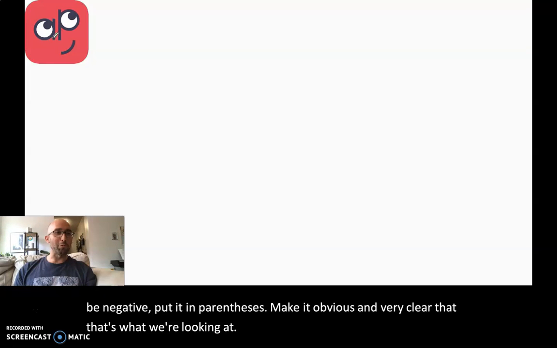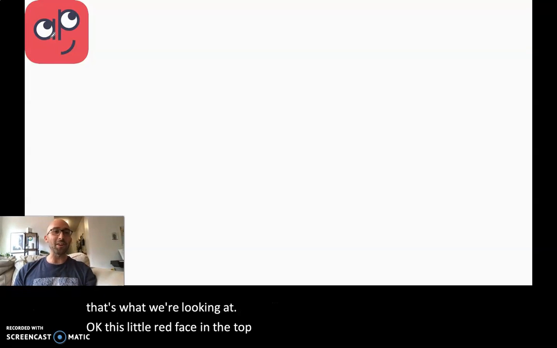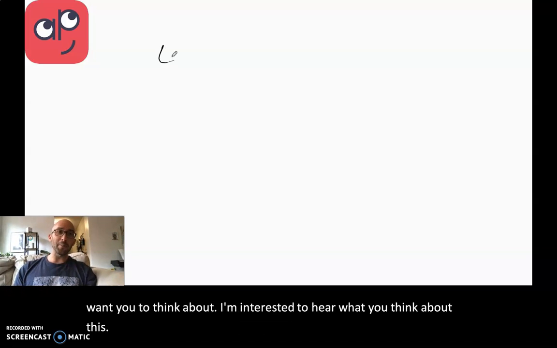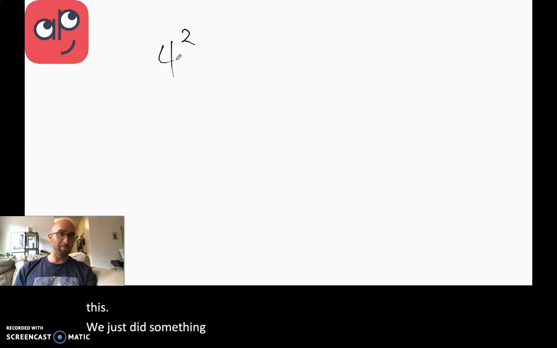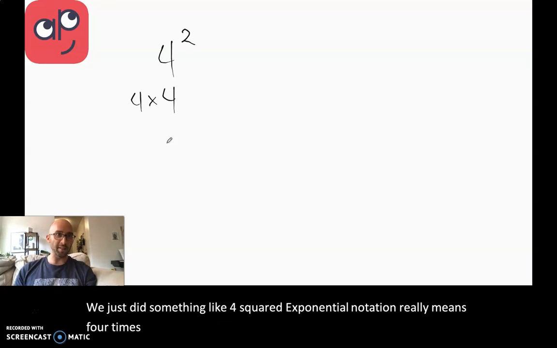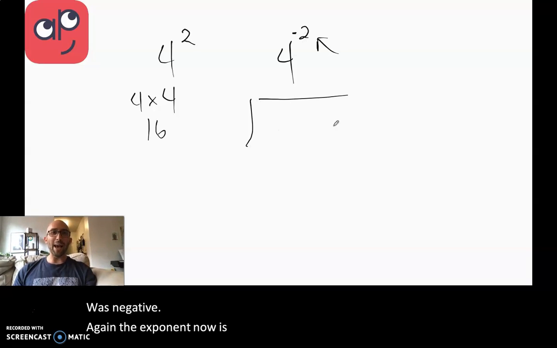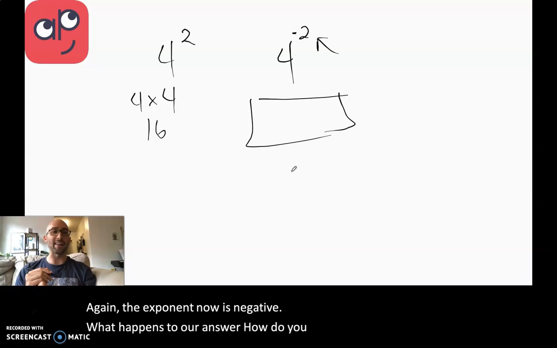Okay, this little red face in the top left icon just means that's our last slide. And I'll leave you with one thing to think about. All right, here's what I want you to think about. I'm interested to hear what you think about this. We just did something like 4 squared. Exponential notation really means 4 times 4. Happens twice. 16. Cool. But what if the exponent was negative? Again, the exponent now is negative. What happens to our answer? How do you solve a problem like that? Think about it. I'm excited to hear what you think.